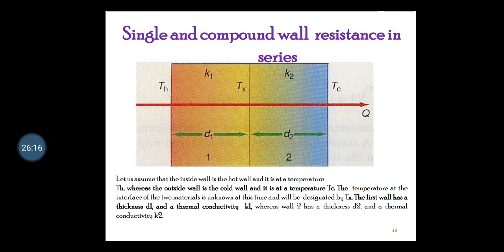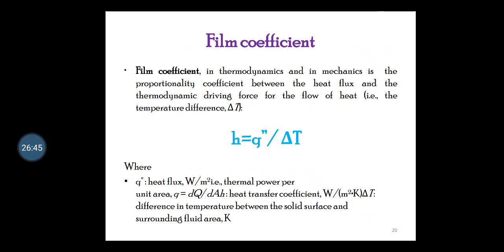If you look at this diagram, you will be able to understand this terminology. The temperature at the interface of the two materials is unknown at this time and will be designated by Tx. The first wall has a thickness d1 and a thermal conductivity k1, whereas wall 2 has a thickness d2 and a thermal conductivity k2. The film coefficient is very important as far as heat transfer is concerned.